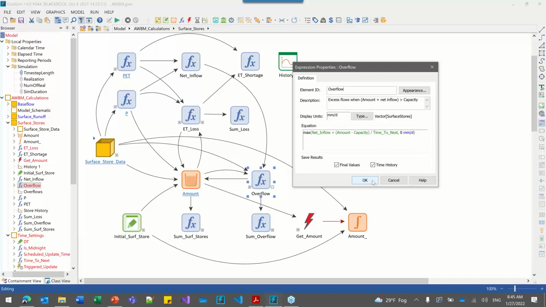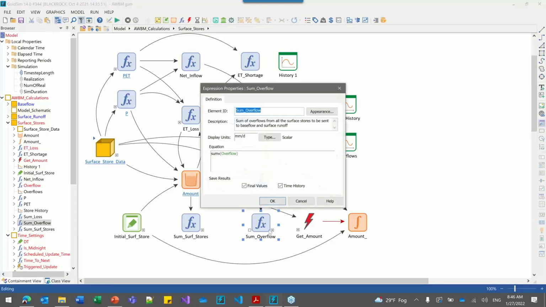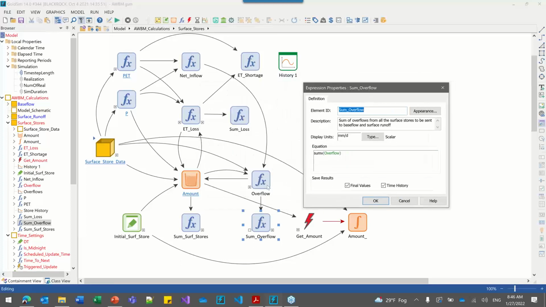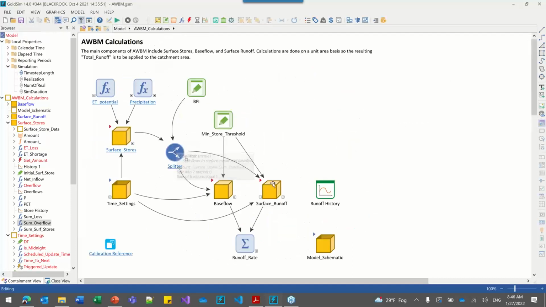Okay, that's how the surface stores work. If I go, and then you see that overflow is calculated, and then we take the sum of the overflows, which is just taking the sum of the vector, and then that's brought into the splitter in which we split the flows to the surface runoff and the base flow runoff.